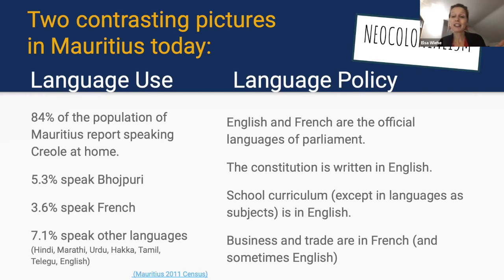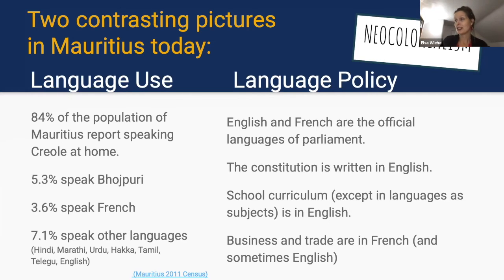But you will still find educated Mauritians today, very educated Mauritians, who use Creole at home, who function in, let's say, academia in French, or in journalism in French and/or English, and will take the same stance, that Creole is just a language to speak at home. It's not to be used in parliament, in schools, in the constitution, or anything else.